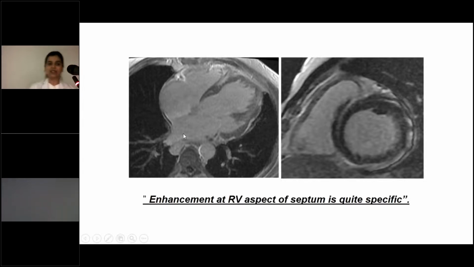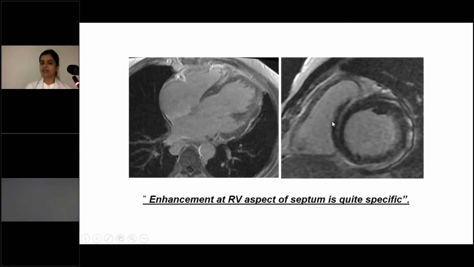This is the horizontal long axis view of the heart, and this is the short axis view of the heart, demonstrating patchy mid-myocardial enhancement involving the interventricular septum, and this enhancement is extending along the RV insertion points, which is seen here. And this is the short axis view of the heart, again demonstrating mid-wall late gadolinium enhancement involving the interventricular septum and subepicardial enhancement along the anterolateral, the inferolateral, and the inferior wall of the left ventricle.